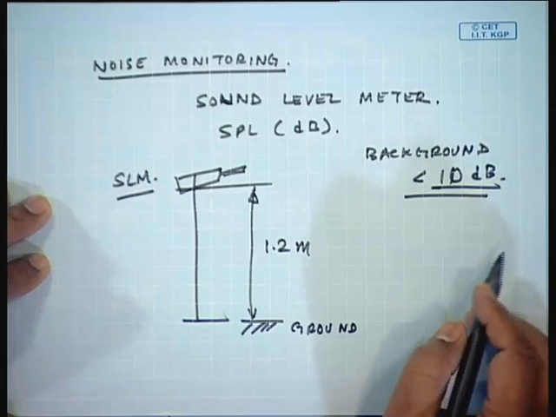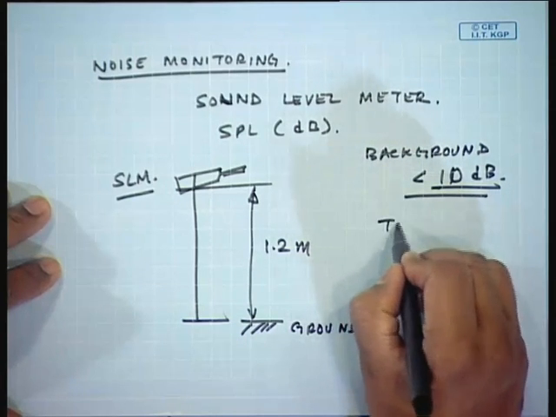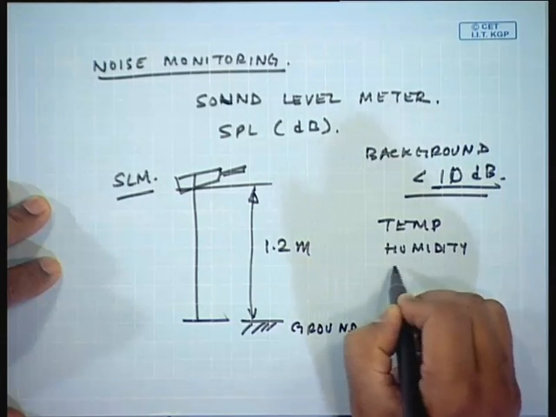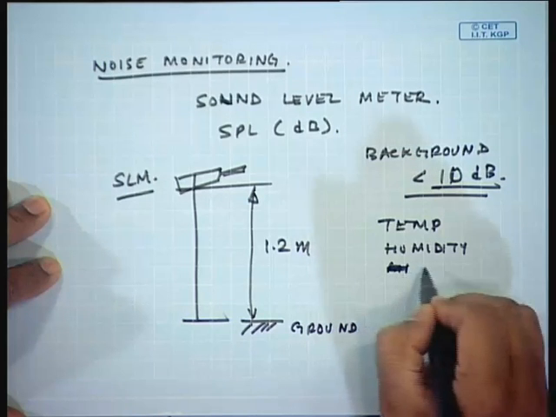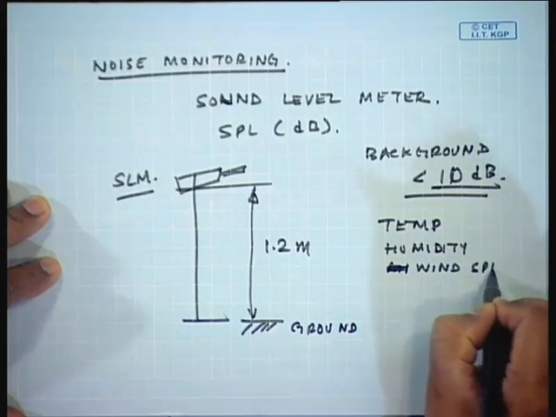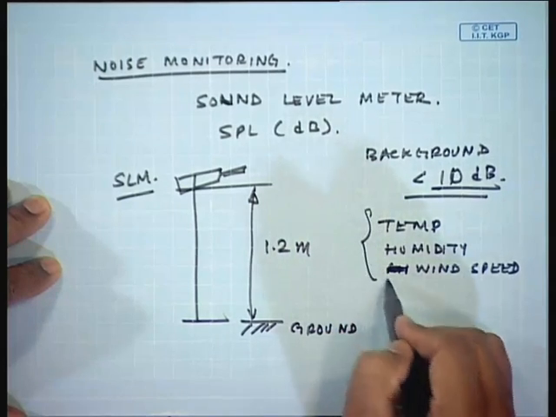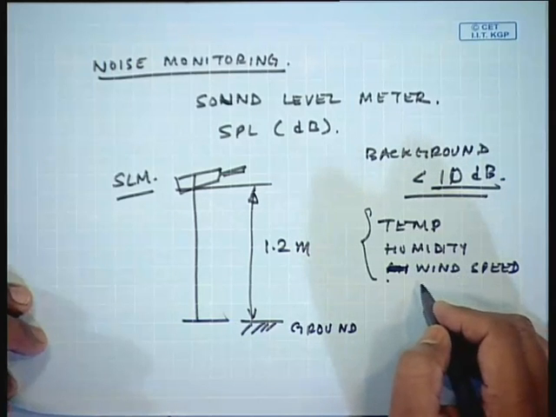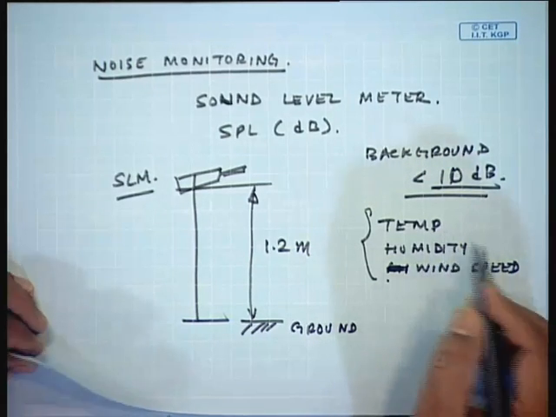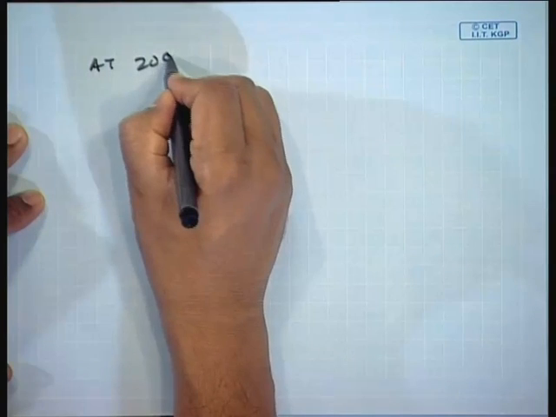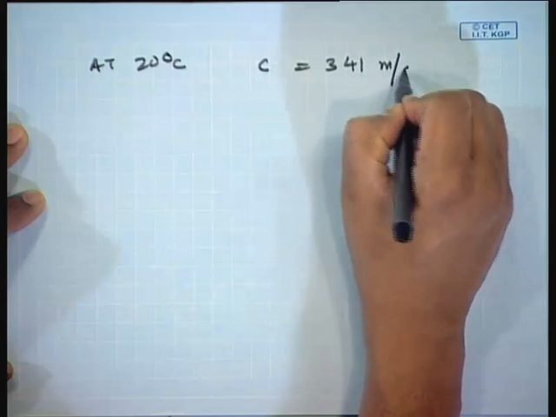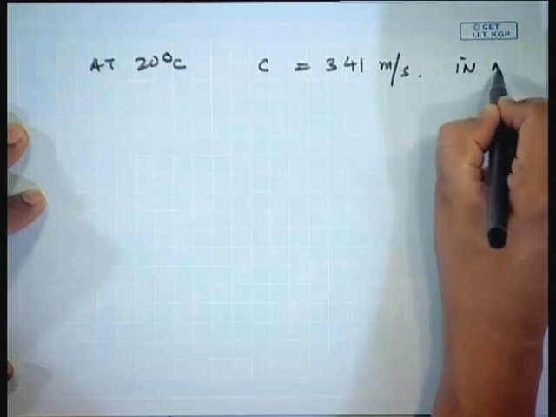Another important set of parameters which you have to report is, of course, the temperature, humidity, and wind speed, because these parameters may affect the speed of sound. You will see the speed of sound is dependent on the temperature of propagation. In fact, at 20 degrees Celsius, the speed of sound is 341 meters per second in air.